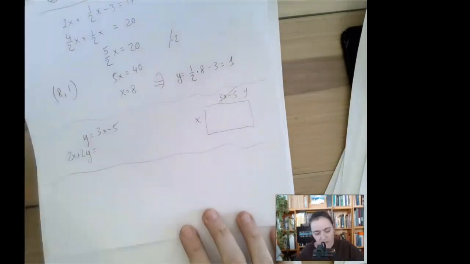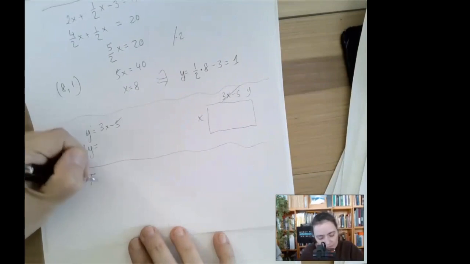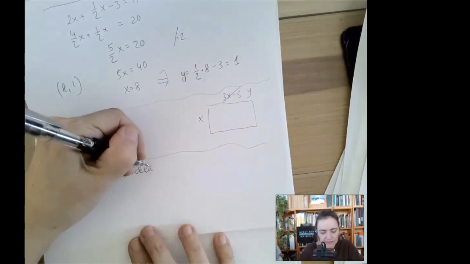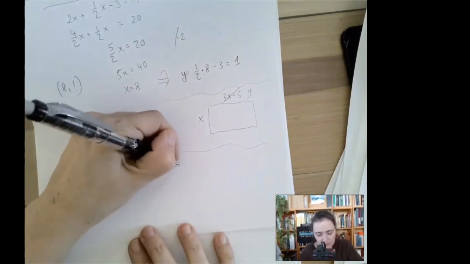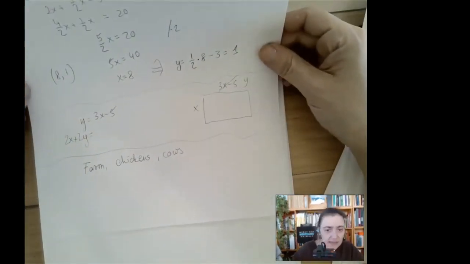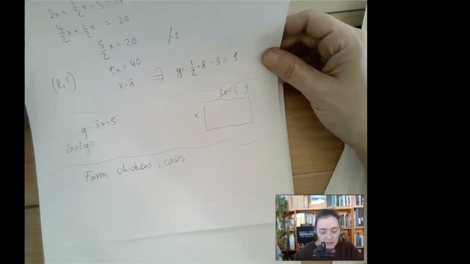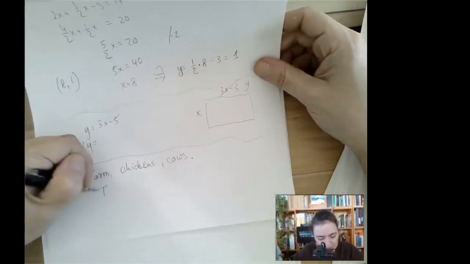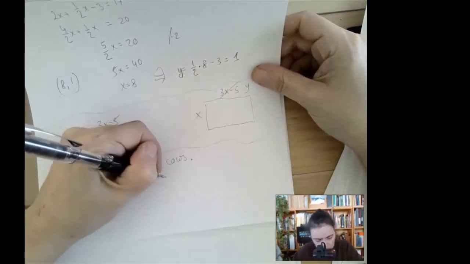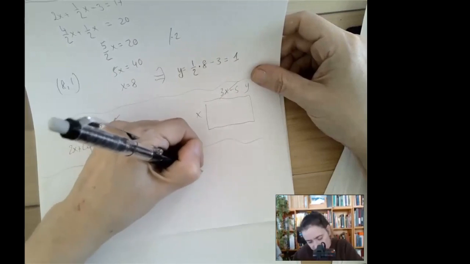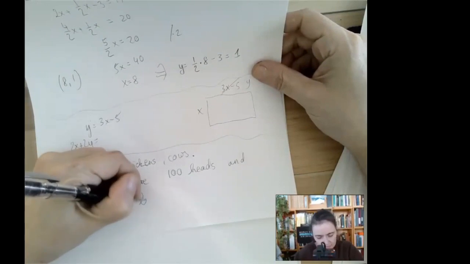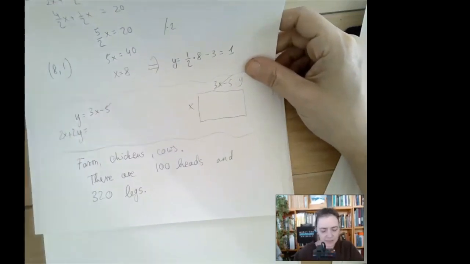So we are on a farm where chickens and cows live. All healthy, no funny business. Chickens, cows. And the farmer must be in a funny mood, because when he's asked how many chickens and how many cows he has, he's not telling us, but he says that there are 100 heads and 320 legs. How many chickens, how many cows?